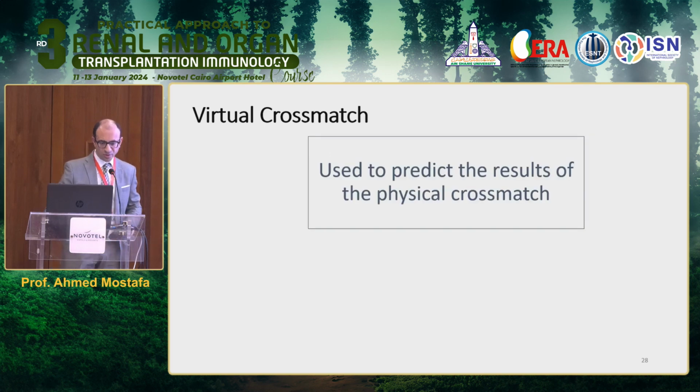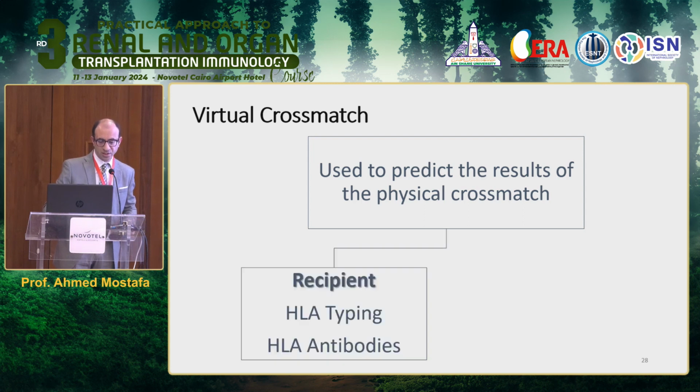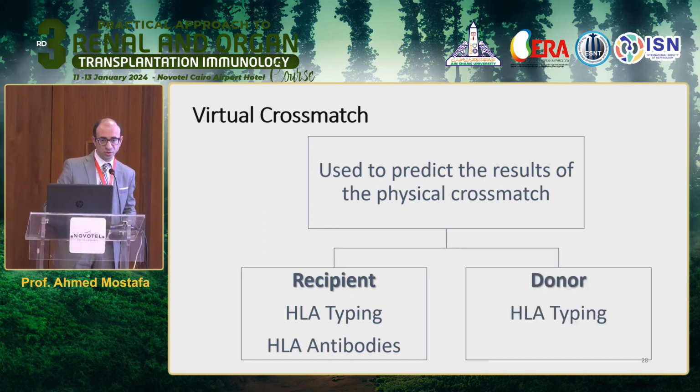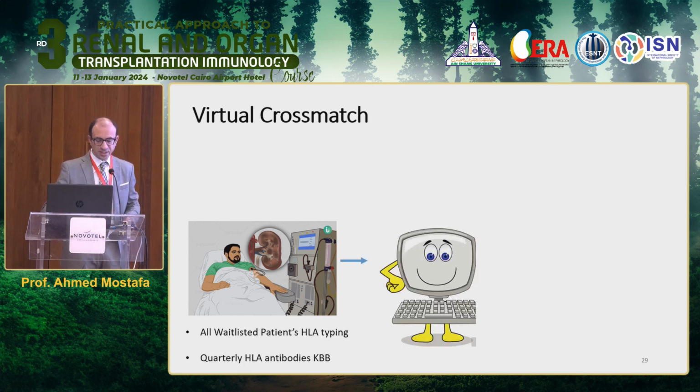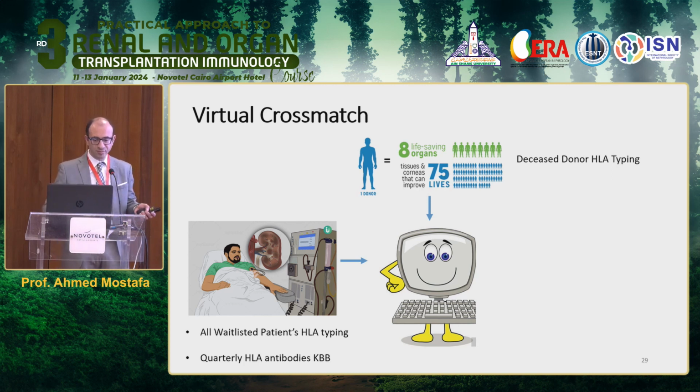So if I'm going to talk about a virtual cross-match, it's used to predict the result of the physical cross-match. So what we need to do the virtual cross-match, we need the HLA typing of the patient and the HLA antibodies, and we need the donor HLA typing, and we start to compare between them. So if we have a waitlist patient, every 3 months this waitlist patient provides serum, and we test for the antibodies, and we put the results in the computer system. And then if you have a donor who came, the donor will be HLA typed, and the donor typing will be added to the same computer system.